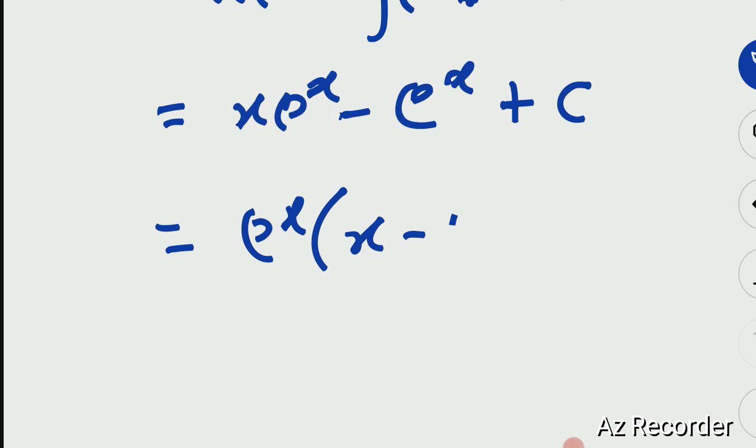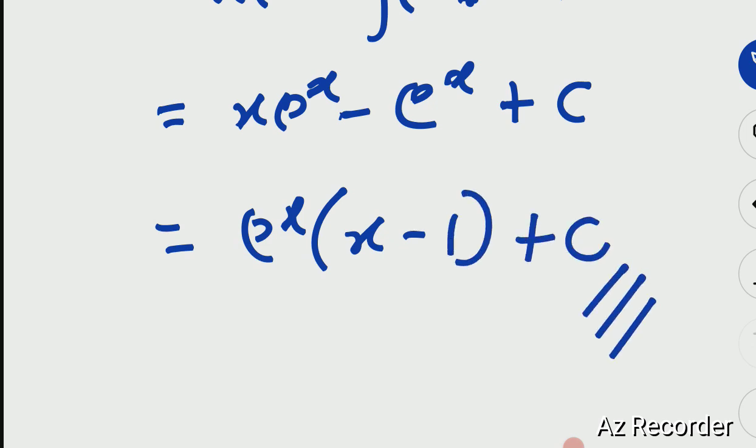x minus 1 plus c. So that was the final answer for that question.